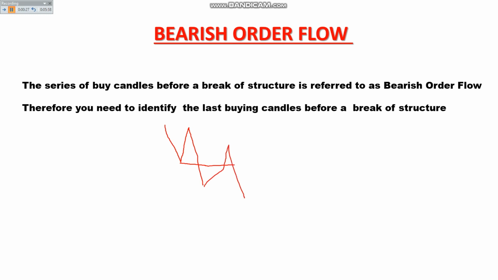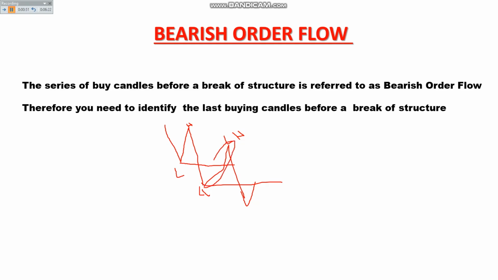So here the market creates a high, here the market creates a low, here we have a lower low, and here we have a lower high. So we define that the market now moves down. What will give us a hint that we need to sell? But first of all, the thing we need to identify is our order flow.